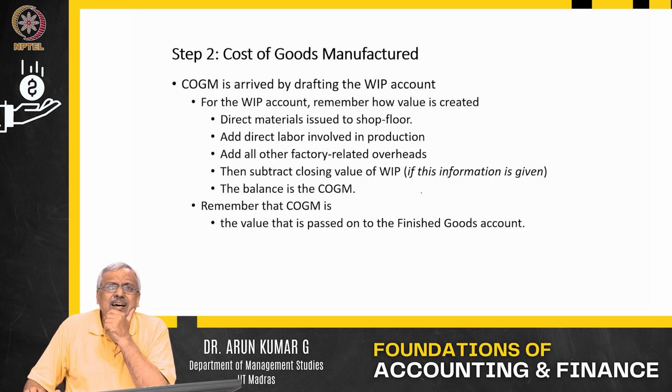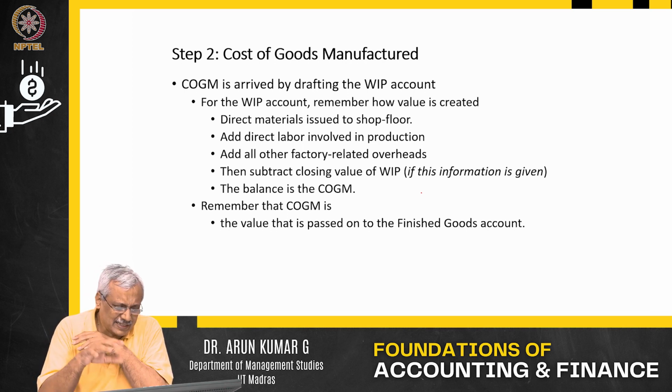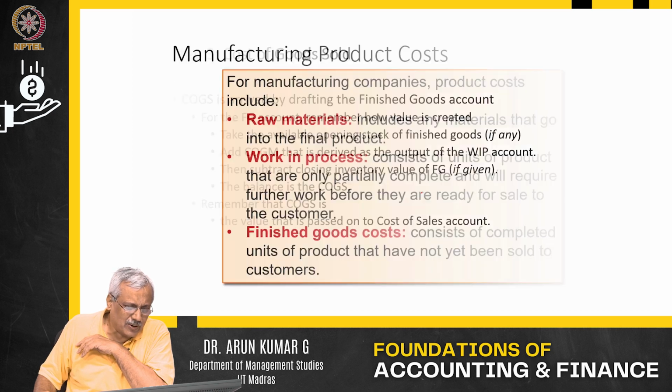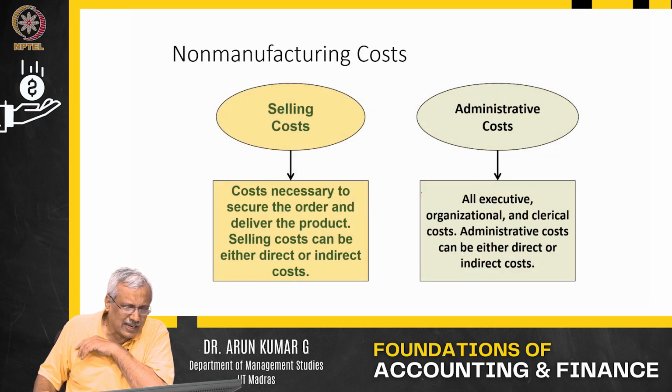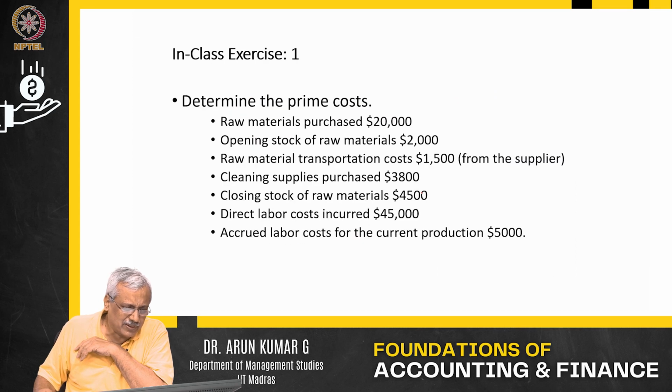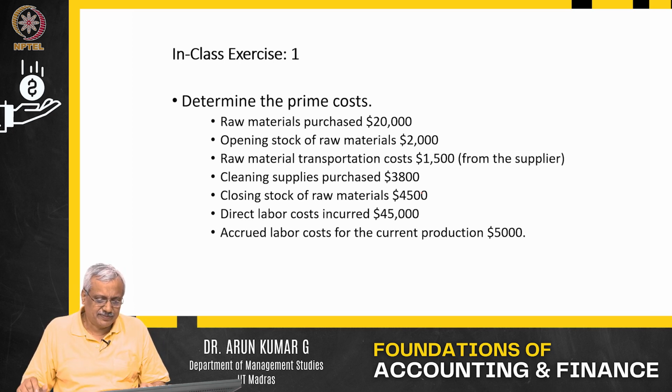Moving on further, in step 2, what do we do? We look at cost of goods manufactured. Let us keep this in abeyance as of now, and I will go into an exercise for you, and then I will come back to all this. Determine the prime cost. I have given you all this. Now find out the prime cost from this.